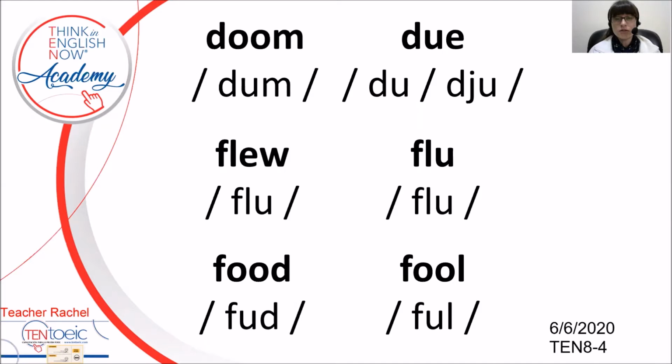Next one, due. This describes a date that something has to be paid or finished. For example, in the mail, you get an electric bill. You have to pay the electricity that you used. And on that bill, it says when it is due. It's a date that you have to pay the money. That is a due date.